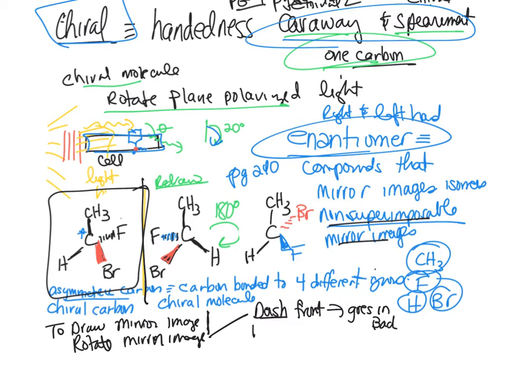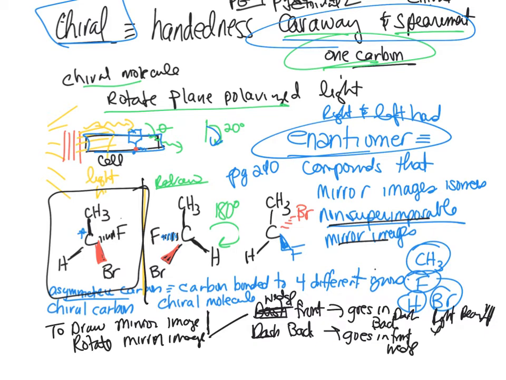What is on the dash, I'm sorry, that's a wedge. The dash is what's in back, so your back goes in front. Okay, so the dash becomes the wedge, the wedge becomes the dash, and what is right becomes left, and what is left becomes right.